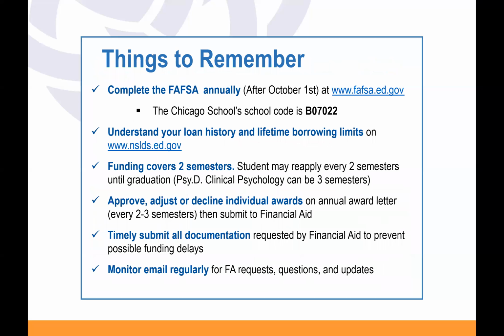Next would be things to remember. Sometimes we haven't even completed our FAFSA. We can't start your financial aid process until we have a FAFSA on file, so you want to make sure you complete that as soon as possible. This is the student code. The student code for the Chicago School would be B as in boy 07022.